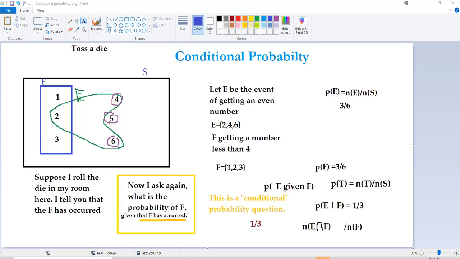Okay, well, before we do that, let's just get some notation on the board. So the question I just asked was, what's the probability of E given that F has occurred? And I could write it like that, right? The probability of E given F. So that I think is fairly easy to go from here to writing it like this and then writing it like this.